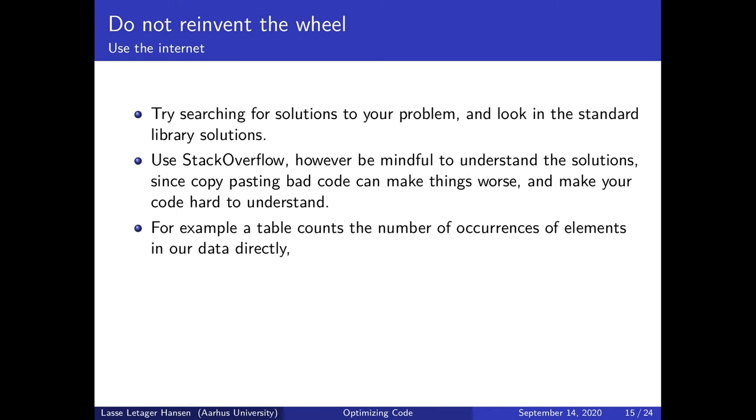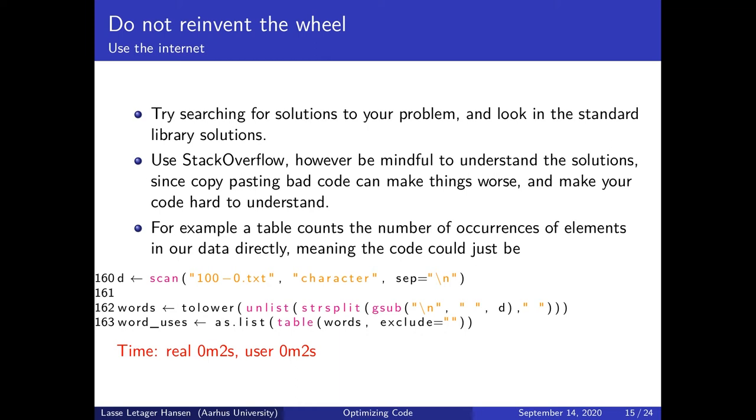For example, another thing is R has a thing called tables, which automatically counts the number of occurrences of elements. So instead of having to do all this insertion and looking up and hash map things, we can just put everything into a table. And this would be actually even faster because it's built in. So just try and Google the problem and you might find a much better solution. Instead of taking 8 minutes, it now takes 2 seconds.